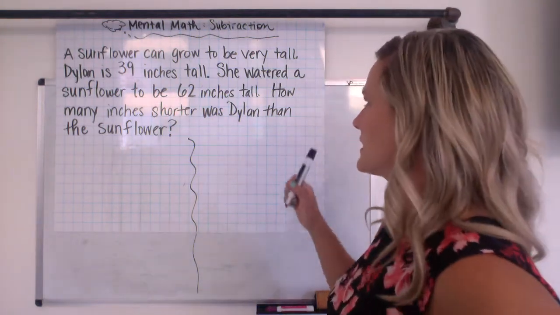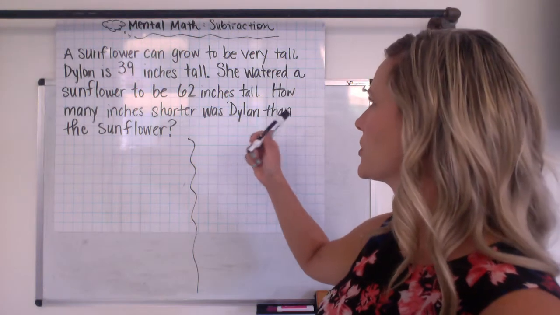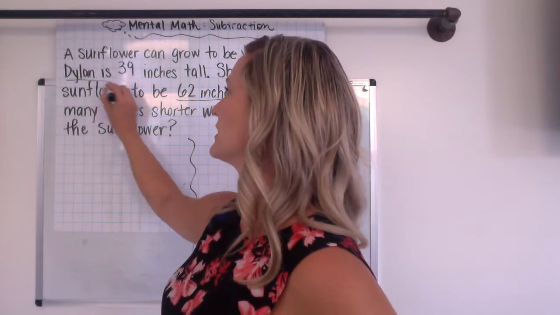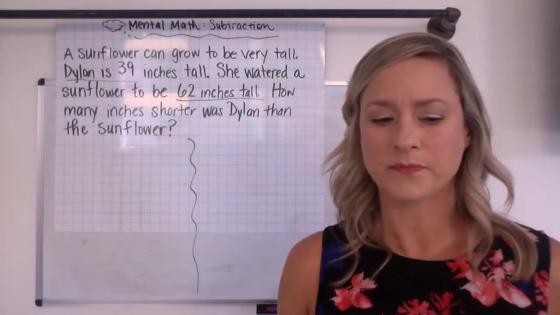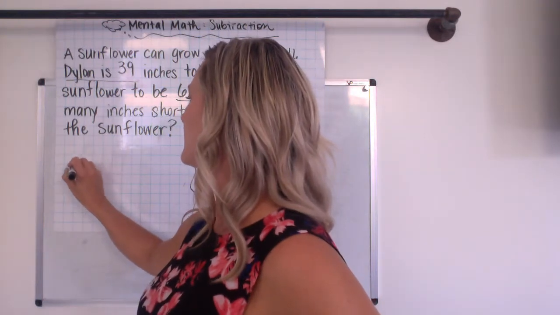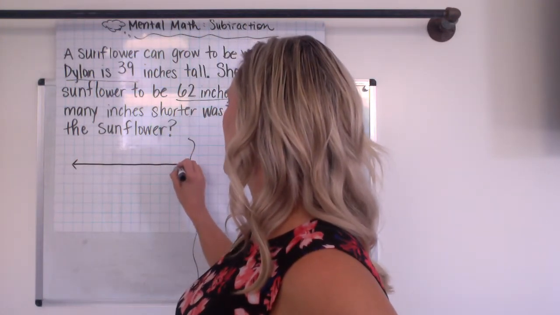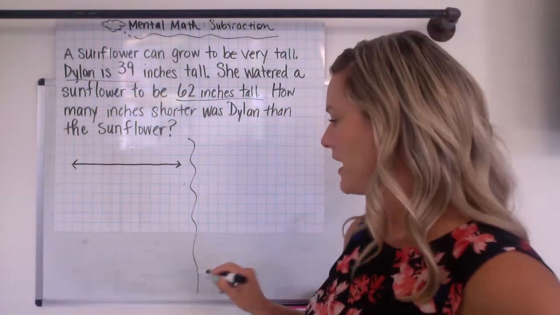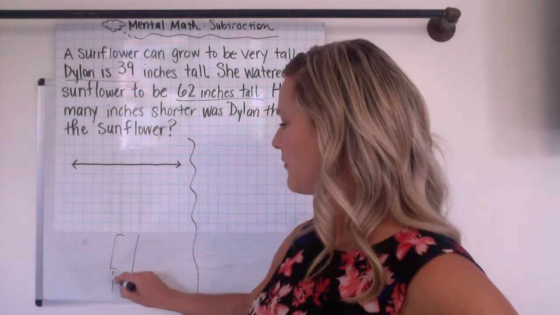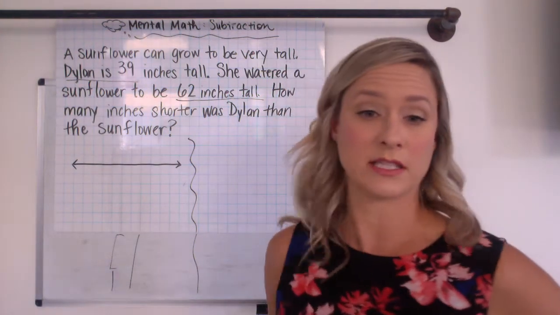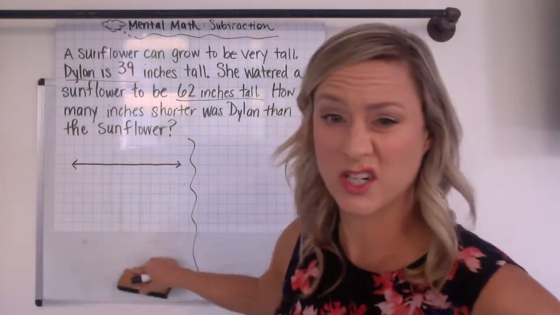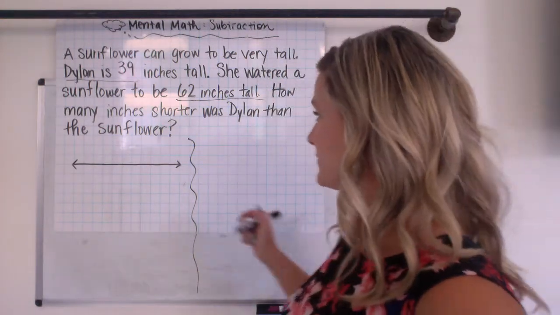All right, so let's see. We know for sure the sunflower is 62 inches tall. And Dylan is 39 inches tall. Maybe some of you are like, ooh, I could use a number line and I could add up. So maybe if you're imagining that, here's Dylan again, and here's the sunflower. Maybe you're going to add up from Dylan's height all the way up to the sunflower, right? Or maybe you're going to try something different. But let's look at this first.